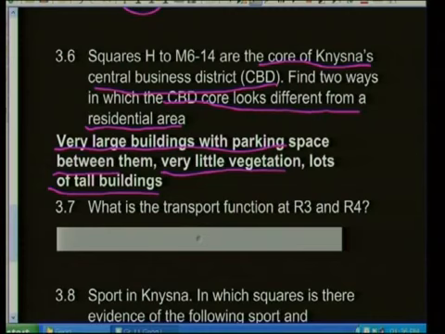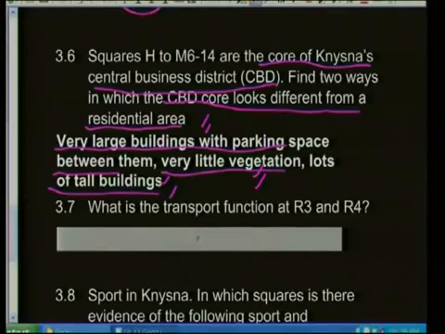Okay, two ways. Again, it'll be 2 marks: little vegetation, 2 marks. You can even talk about density of buildings or tall buildings, 2 marks. So various answers, any two would give you 2 marks if it's an interpretation question itself.